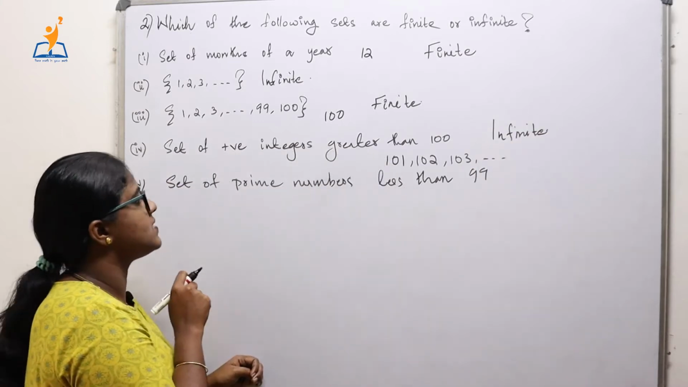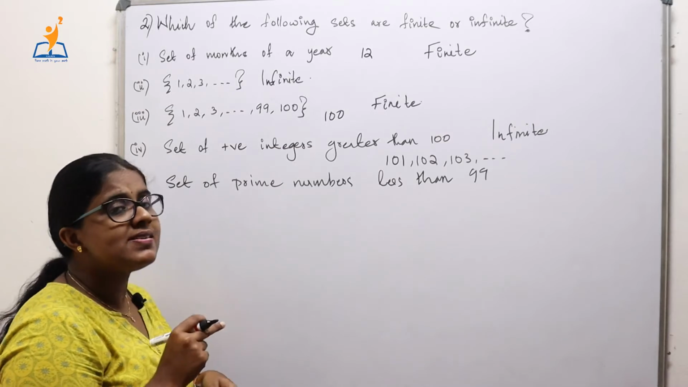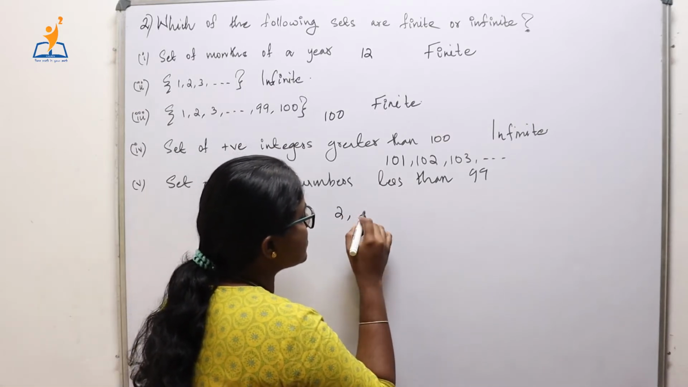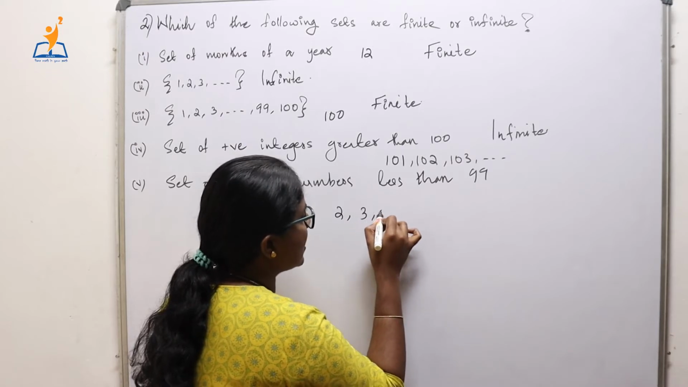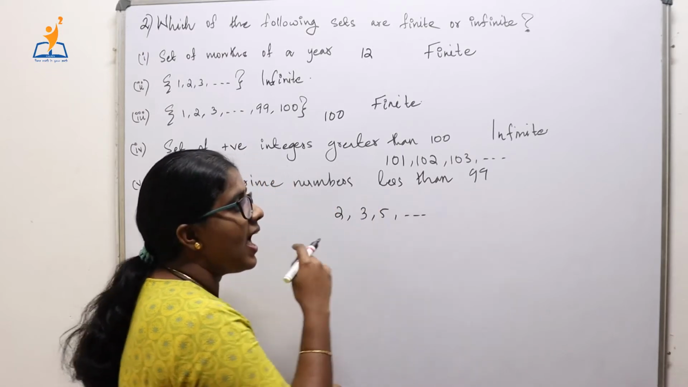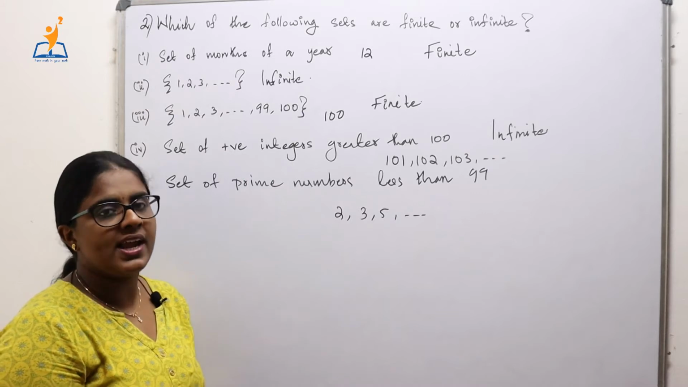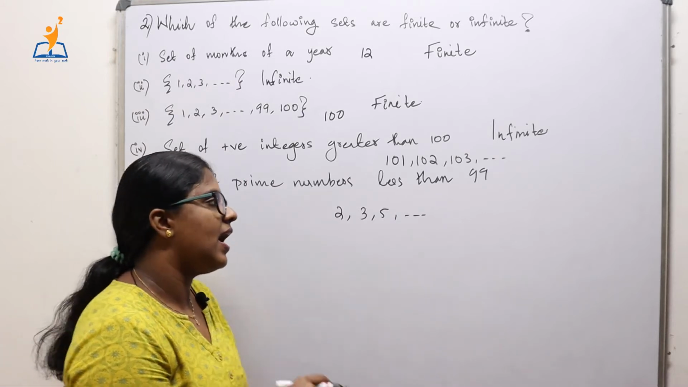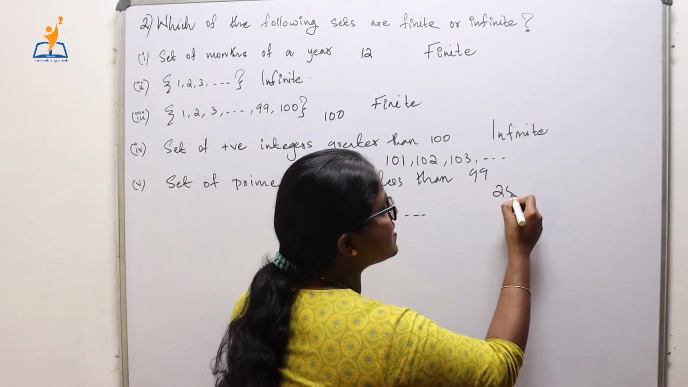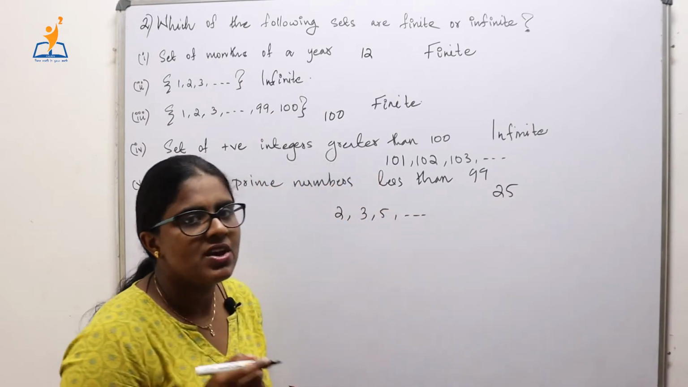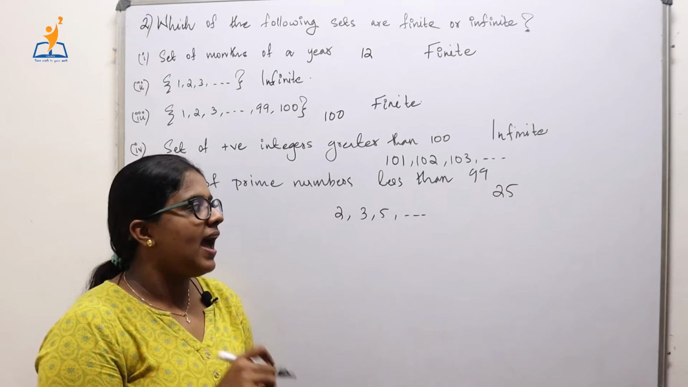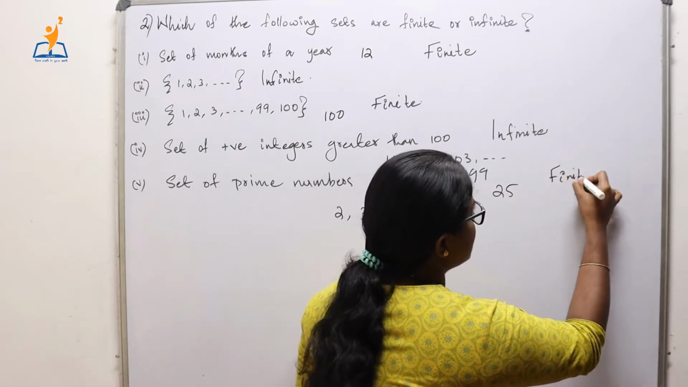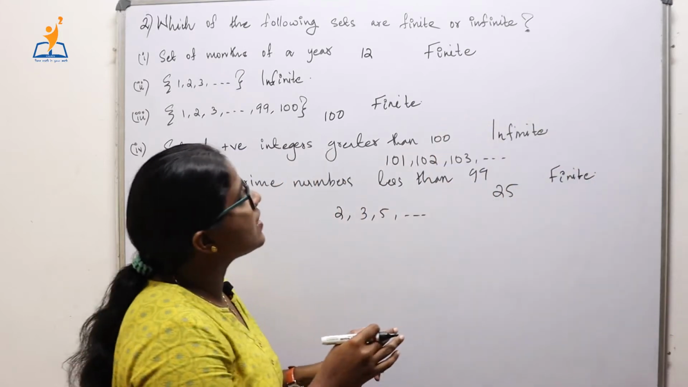Moving on to the next question. Set of prime numbers less than 100. We know that prime numbers go like this: 2, 3, 5, etc. And if we check, we can find that there are 25 prime numbers less than 100. So the cardinality of this particular set is 25, which is a definite number, and hence this particular set is a finite set. So that's the end of this question.